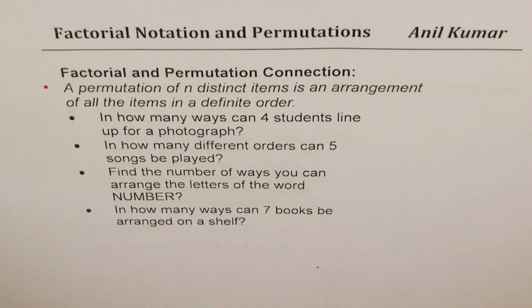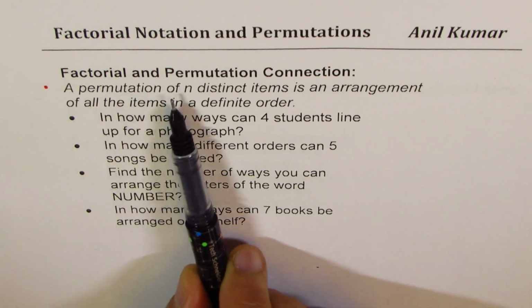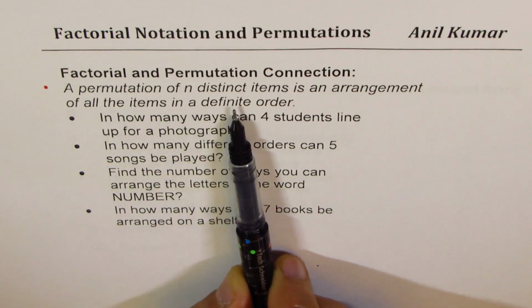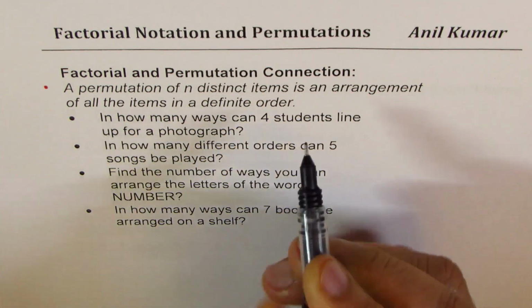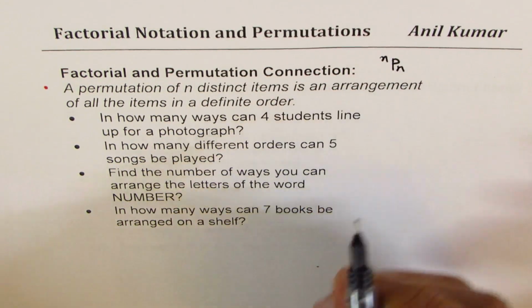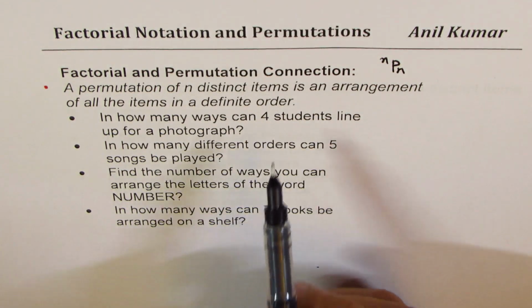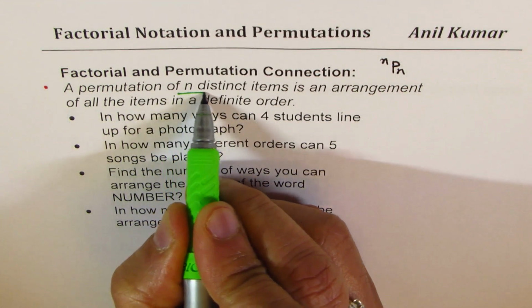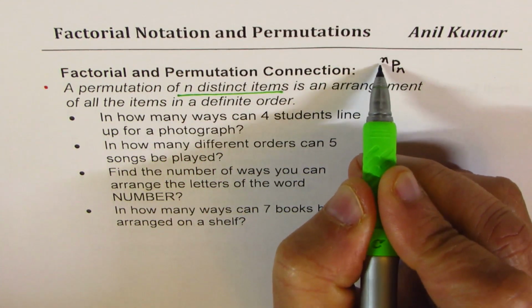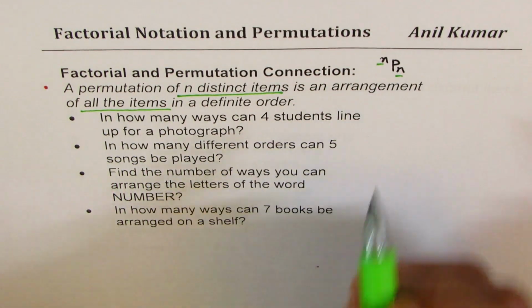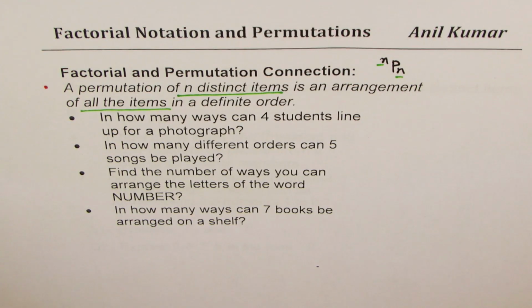So we can say that a permutation of n distinct items is an arrangement of all the items in a definite order. That is what permutation is. We normally write this as nPn. In this particular case, we are taking all the items. So the key word here to look into is n distinct items. So that is this n. And all the items is this n. Is that okay? That is what all the items means, right?